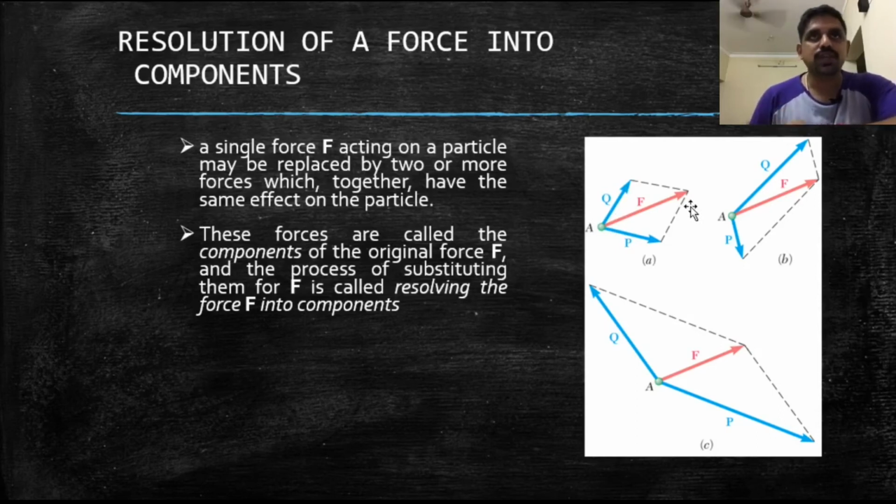So a single force F acting on a particle may be replaced by two or more forces, which together have the same effect on the particle. The same force F can be represented with a set of another two vectors P and Q as shown in figure B. So these forces are called the components of the original force F, and the process of substituting them for F is called resolving the force F into components.